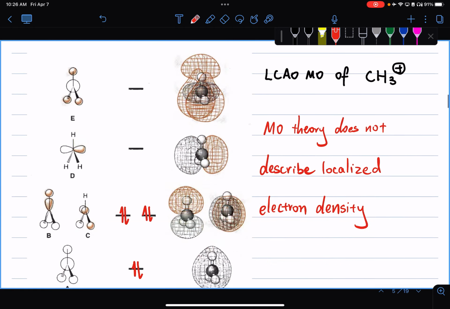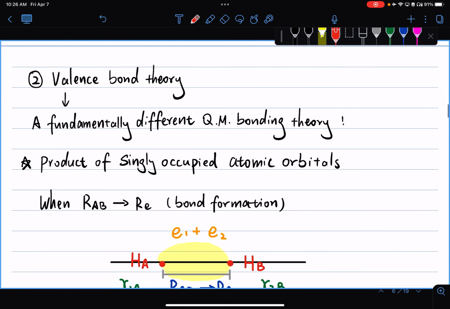All right, so let's move on to talk about a different theory. So LCAO-MO, like what we just said, is great to tell you energy levels of your bonding MO and your anti-bonding MO. You can get information about the highest occupied molecular orbital or HOMO, and the lowest unoccupied molecular orbital or LUMO. We talk about that in organic chemistry.